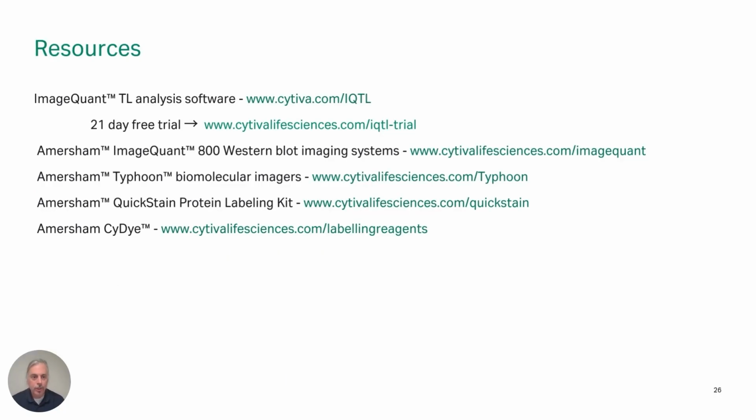So there's just some resources here. So if you want to work with the software, there's a 21 day free trial license you can download from the website. And then there's some information on different imaging systems, also about the protein labeling kit we mentioned there, and just the dyes in general if you want to take a different approach there.